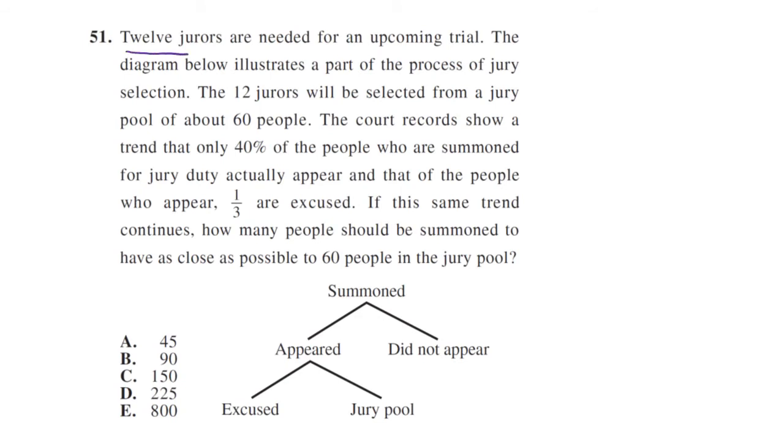12 jurors are needed for an upcoming trial. The diagram below illustrates the process. The 12 jurors will be selected from a jury pool of 60 people. So there's 60 people total. That's a key number here.